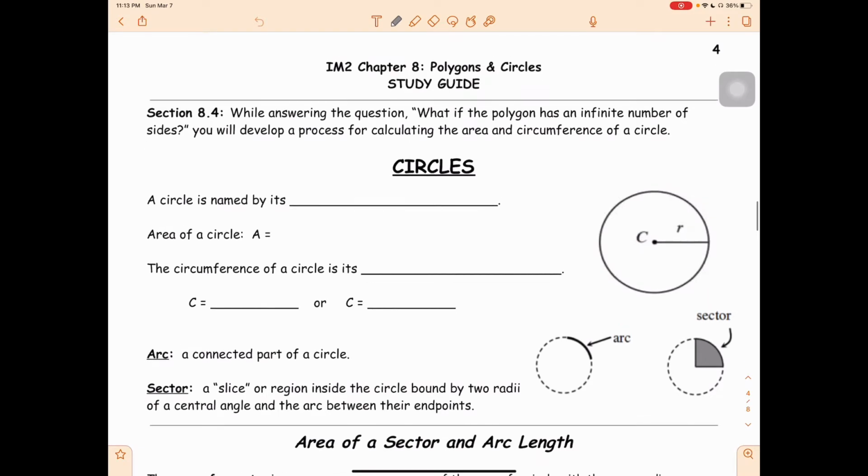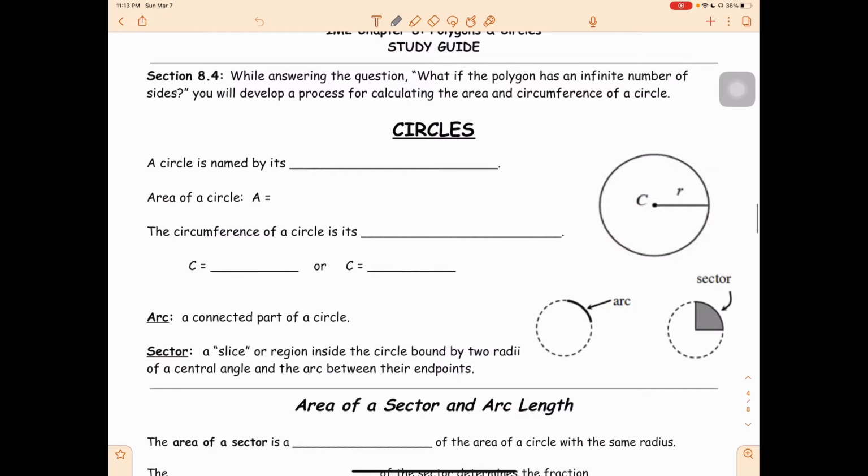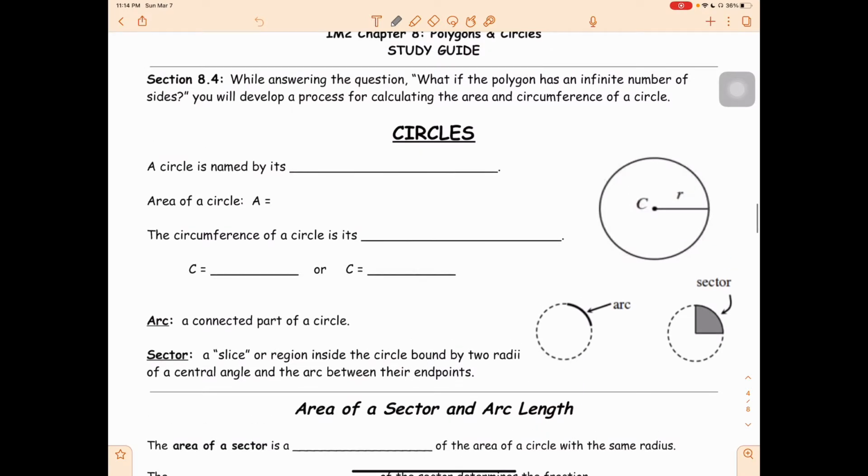Okay, so here is page 4 of your Chapter 8 study guide. We're going to be talking about the circumference and area of a circle. So this first part should be a bit of a review, but then we're going to start looking at finding just a specific part of a circumference, which we'll call an arc on the circle, and a specific part of the area, which is called a sector of the circle.